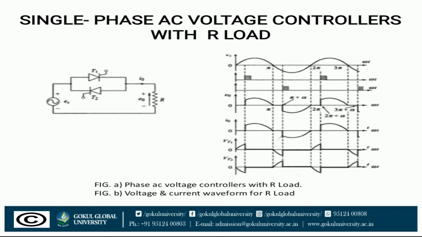You can see in the waveform that the supply voltage we have given is sinusoidal. You can observe it in the waveforms. Then at a certain firing angle alpha we turn on the thyristor T1. T2 will not conduct because T2 will be in reverse bias. So while we are turning on T1, the waveform will look like this.